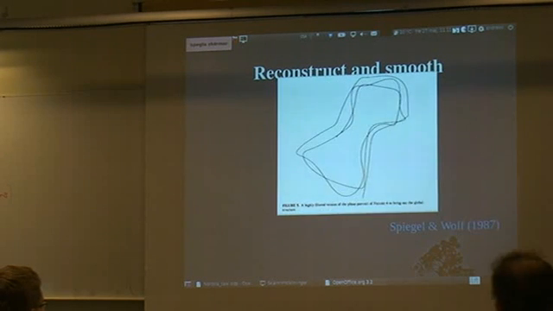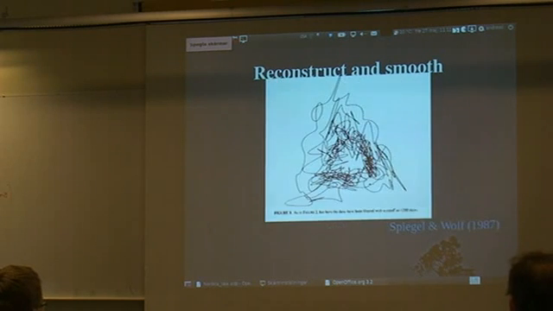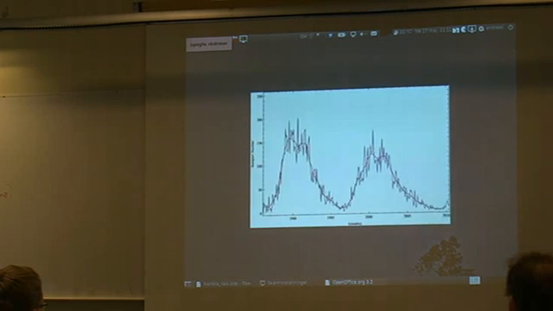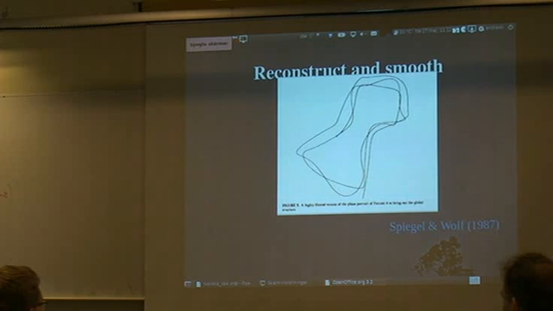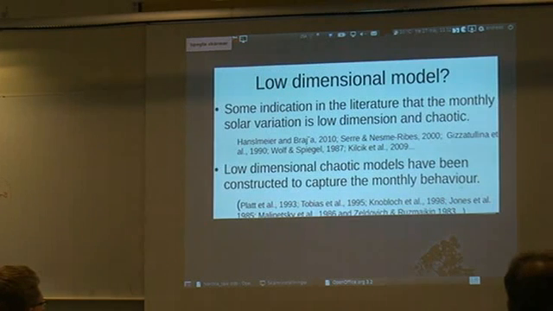And if you smooth it even more, it starts to appear to be some kind of pattern. And if you smooth it enough, it will become a limit cycle and eventually a point. So you have to figure out, what do you want to model? Do you want to model this? Or this? Or this? That's basically the question. So there's some indication that the solar cycle is low dimensional.